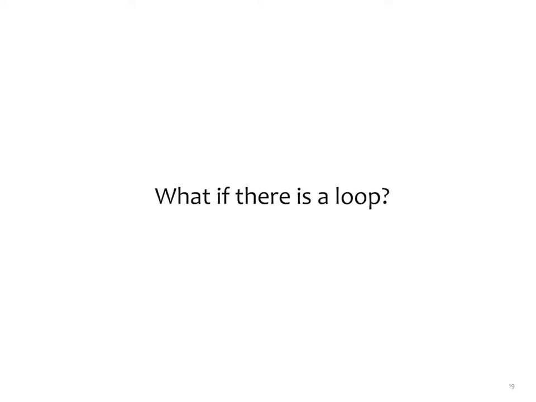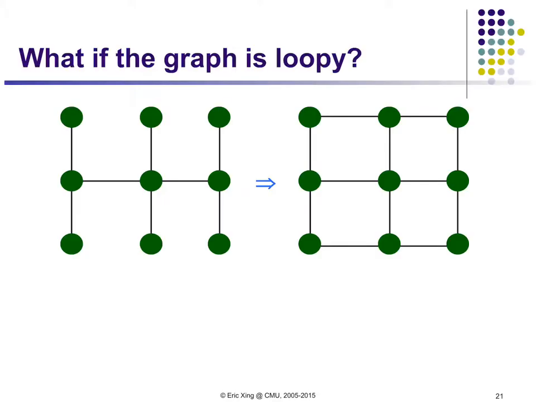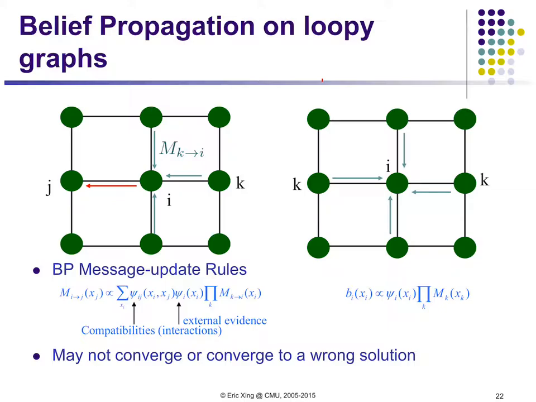So now the question is, what if there is a loop? And what should we do? Here is a very simple example. The previous one was the tree structure, with no loop in it. But if I have a loop, what should I do? You hopefully remember what happens in the worst case scenario with a loop. There is no scheduling, because you cannot assign anybody as a root. This is not a tree. So you can send a message, and that node may receive a message again and again, resulting in inconsistency.